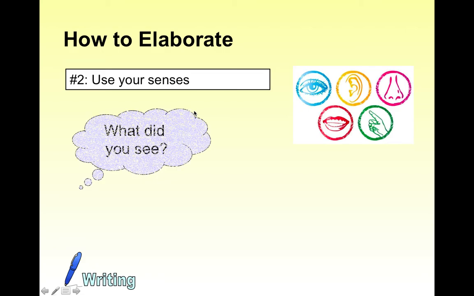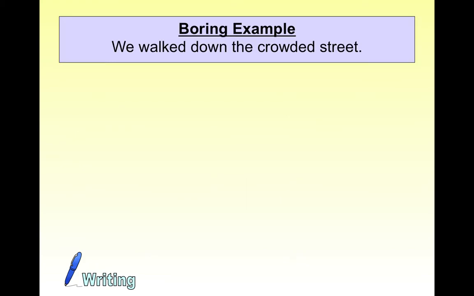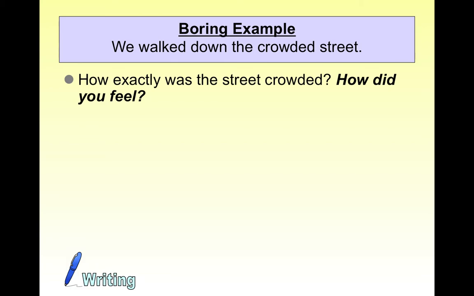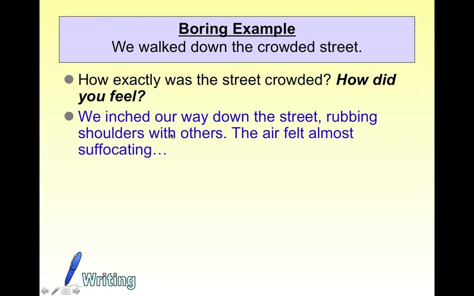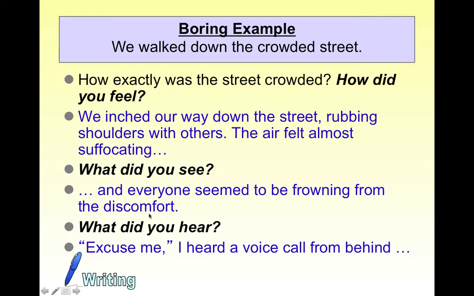Another tip, use your senses. What did you see? What did you hear? What did you smell? All right. Especially when you are describing the important part of your entire recount. So how do you feel? We inched down, it was suffocating, okay? You rub shoulders with others. When your reader reads sentences like this, your reader can almost feel what you were feeling. What did you see? Everyone seemed to be frowning. You saw frowning faces. You saw people who are uncomfortable. What did you hear? You heard a voice, right?